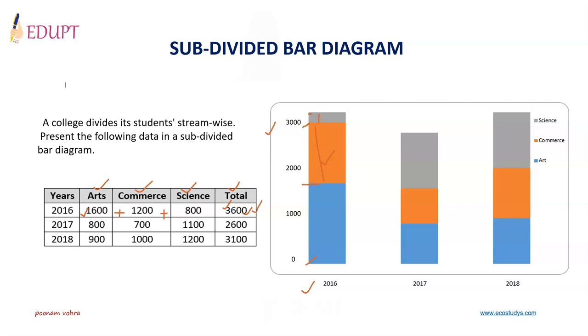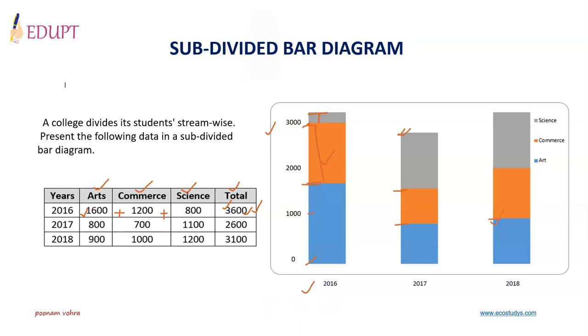The other way is to first put a mark on the total, which is 3600. Then you put a mark for 1600. Then you put a mark for plus 1200, which is 2800. And then rest is science. In 2017, it is 800 students in art stream. This is the mark. Then orange colored component shows commerce students. Gray colored component shows the rest science students. So total is 2600.